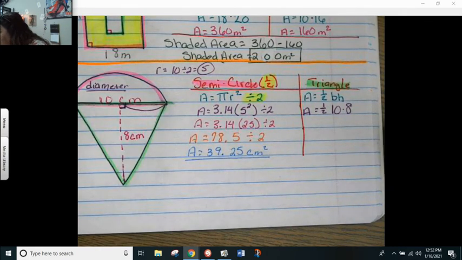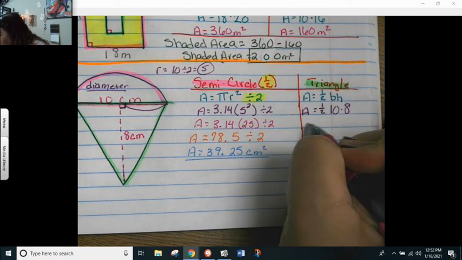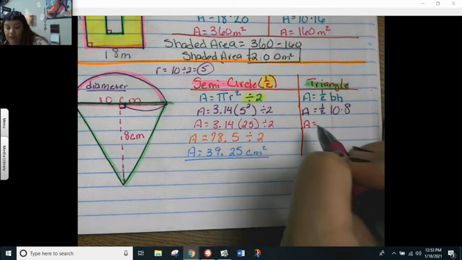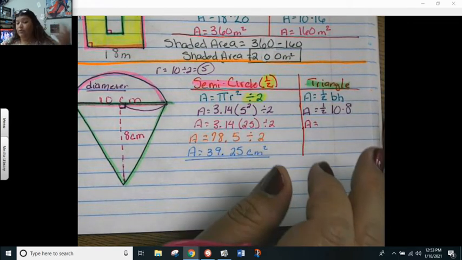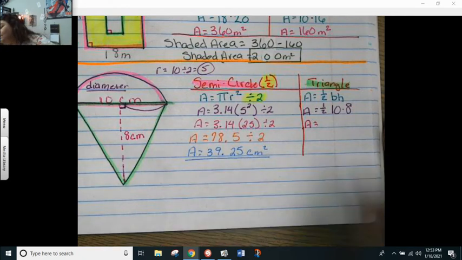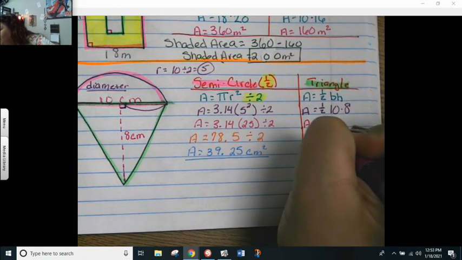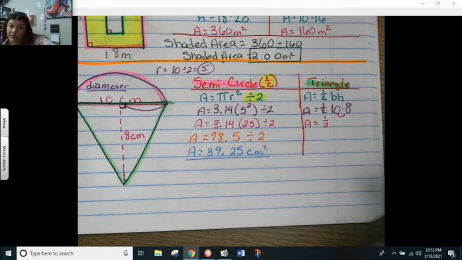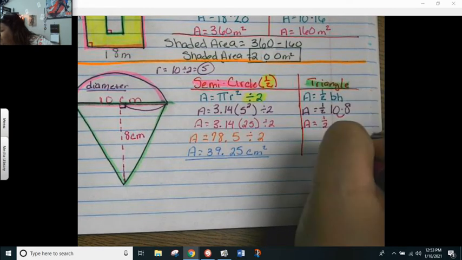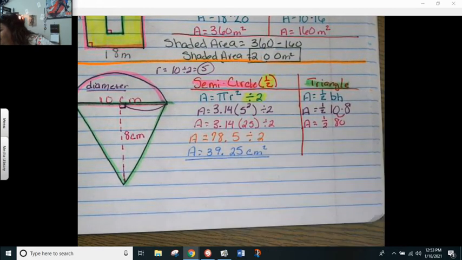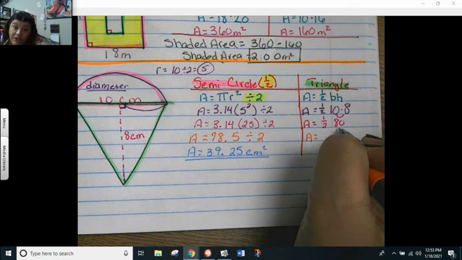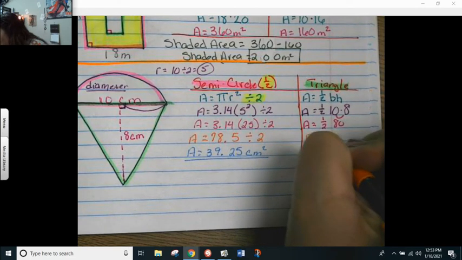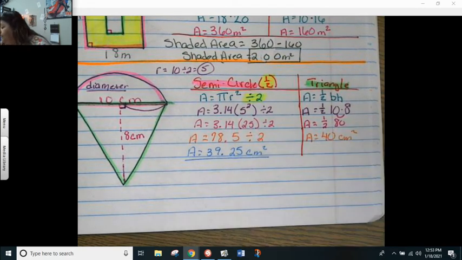Okay. And now let's go ahead and do the math. Now you can go ahead and divide 10 by 2 if you want, or multiply 10 times 8. It's up to you. We're going to get the same answers. But I'll go ahead and multiply because most students like to just multiply first. So 10 times 8 is 80. And then lastly, you're going to just go ahead and divide by 2. So half of 80, or 80 divided by 2, gives you 40 centimeters squared.